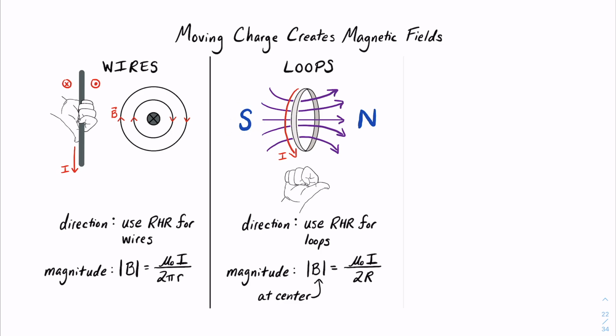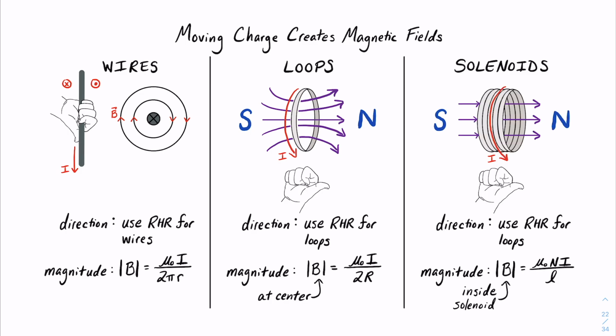south pole. The magnitude of this magnetic field at the exact center of the loop is given by this equation, where mu naught is a constant, I is the current, 2 is a constant, and r is the radius of the loop. A third place where we see moving charge creating magnetic fields is in a solenoid.